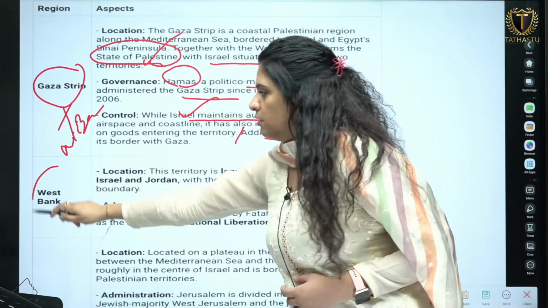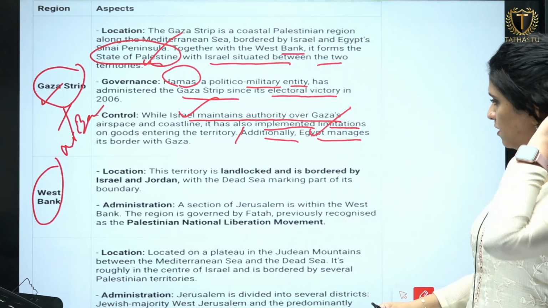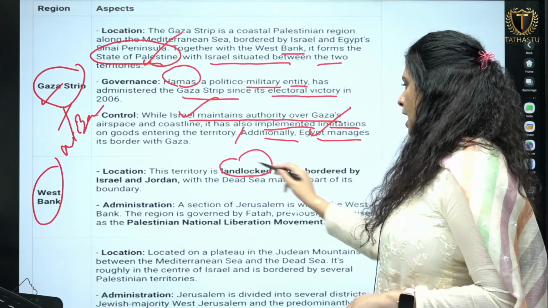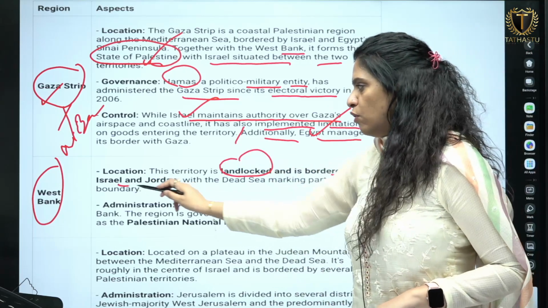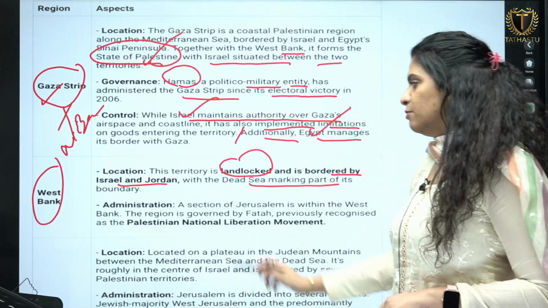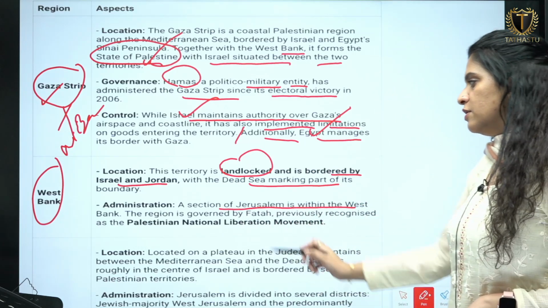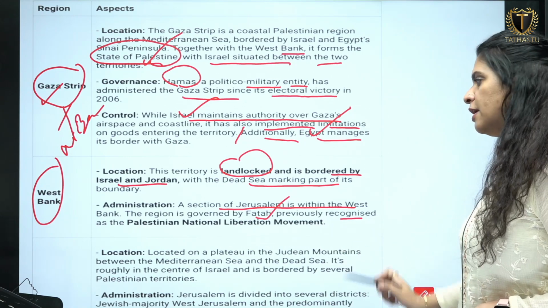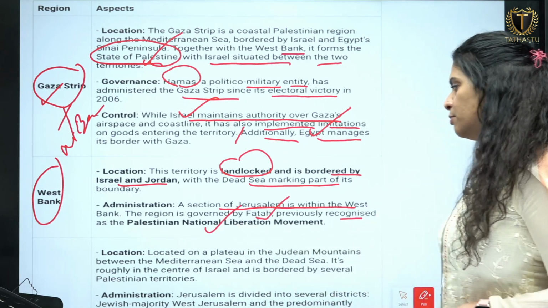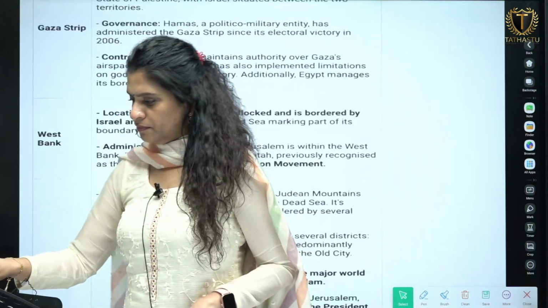Now West Bank, important. Next area is West Bank. Gaza Strip हमने देख लिया. Now West Bank. Location: this territory is landlocked and is bordered by Israel and Jordan, with the Dead Sea marking part of its boundary. Administration किसका है? A section of Jerusalem is within the West Bank. The region is governed by Fatah, previously recognized as the Palestinian National Liberation Movement. ठीक है? Fatah.